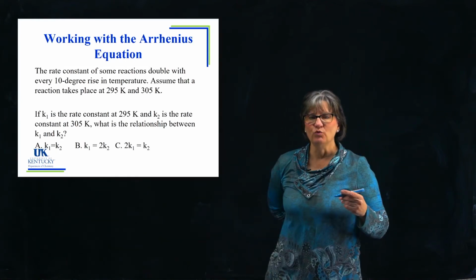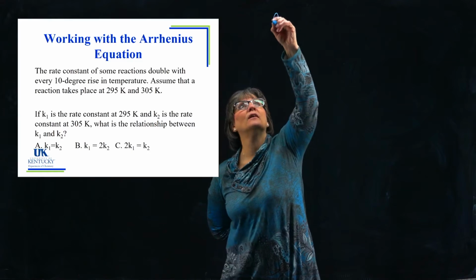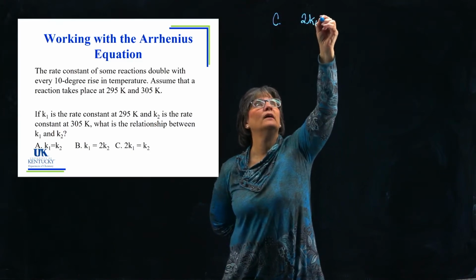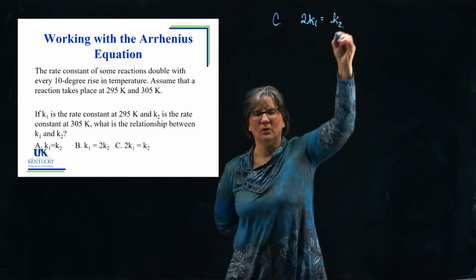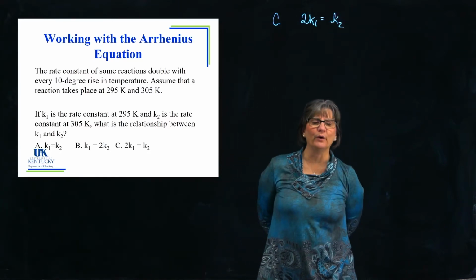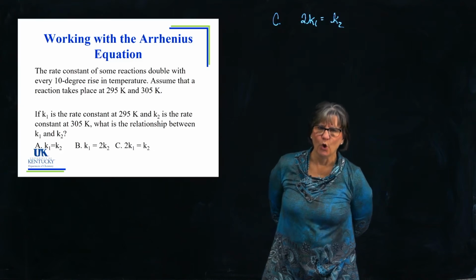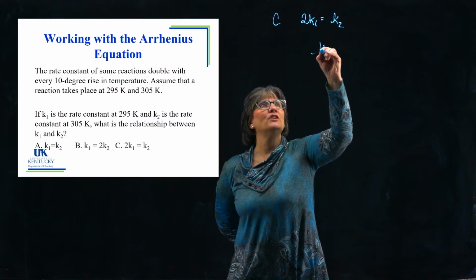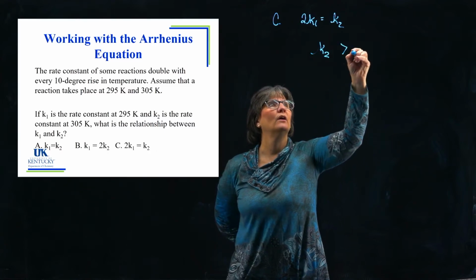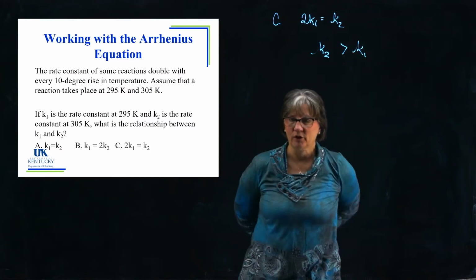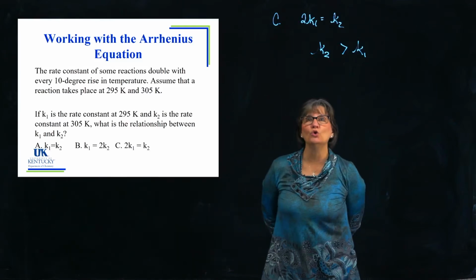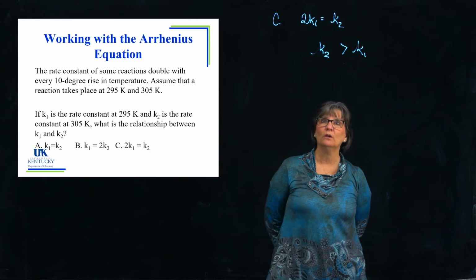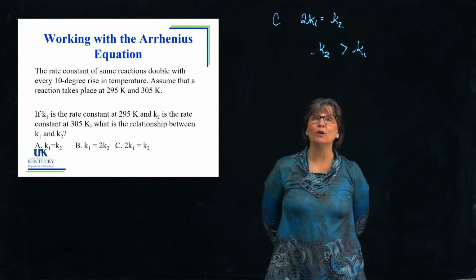All right, this really throws students off a lot. The answer is C. 2 times K1 is equal to K2. Students get that wrong very often, but let's think about it. Which one should be bigger, okay? K2 should be bigger than K1. Is that correct? K2 should be bigger than K1 because you're raising the temperature. The K2 is the bigger one.